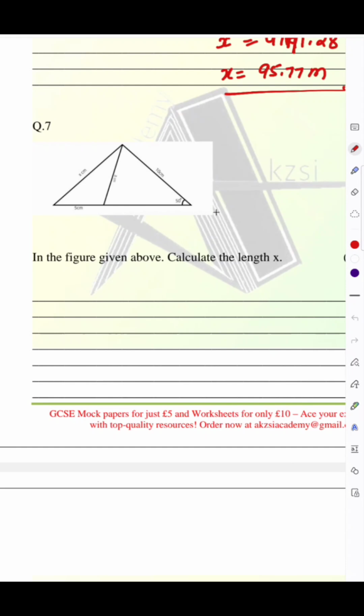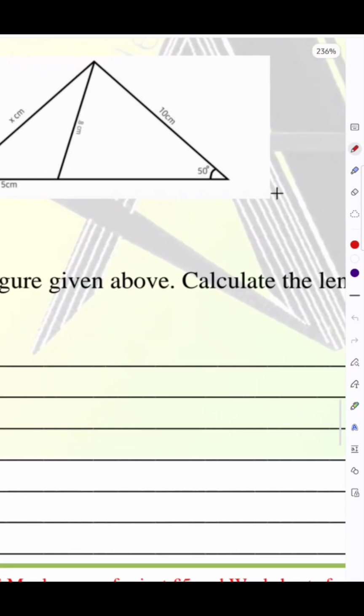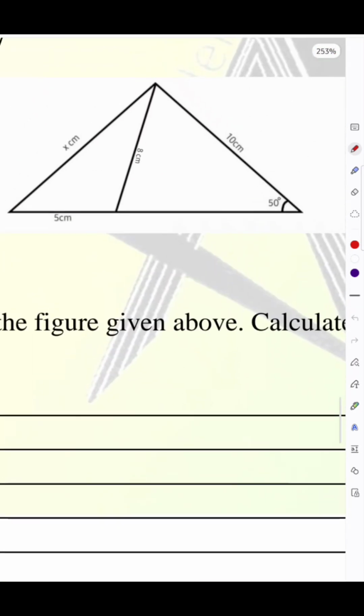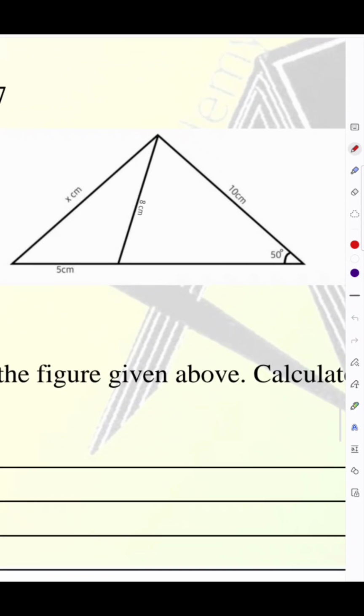Okay, so let me start with question number 7. It says, in the figure given above, calculate the length x. The figure is a little bit smaller. Let me just zoom it. Now, they are asking this. Clearly, this is a non-right triangle, so obviously either we'll go for sine rule or for cosine rule. And here we have a combination of 3 sides, right? 2 given, 1 missing.